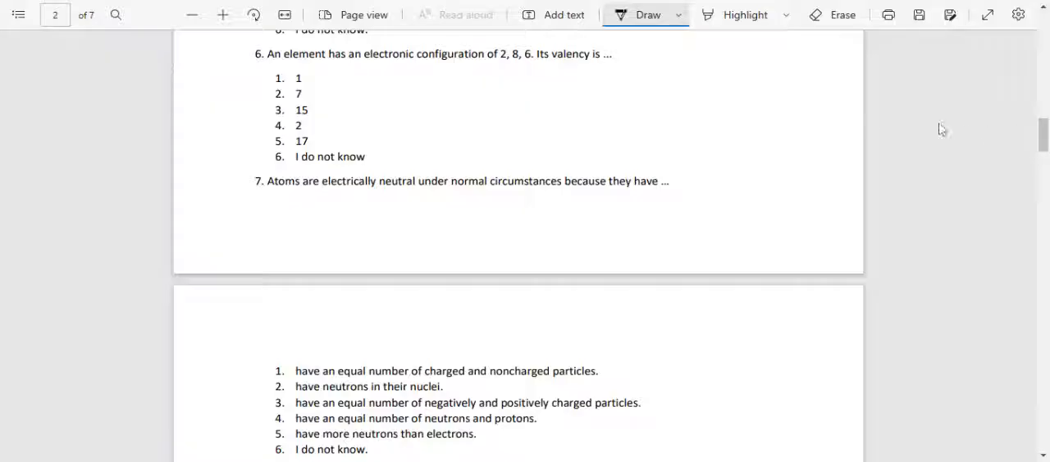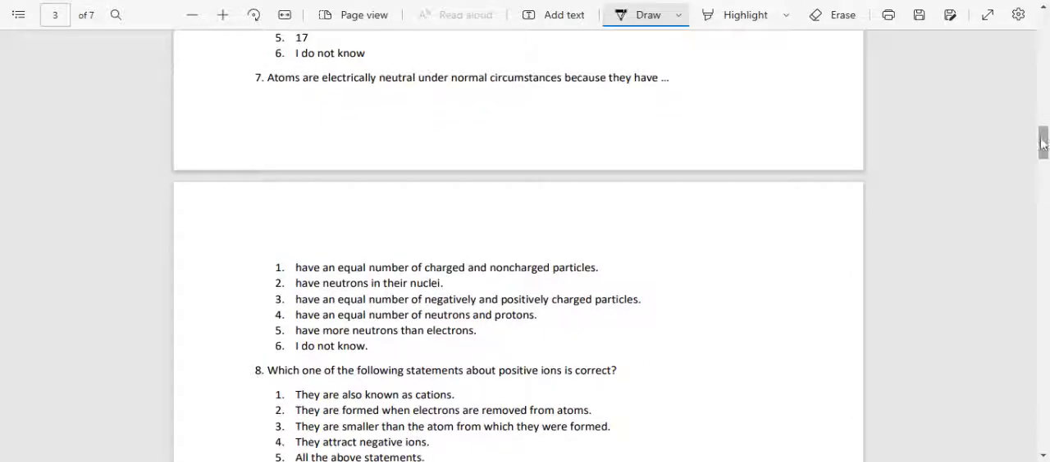Question 6. An element has an electronic configuration of 2, 8, 7. Its valency is... Now, valency is just a combining power. So you look at the electrons in the outermost shell. It has got 6 electrons, so it requires 2 more electrons to reach an octet. Okay, so the valency is 2 for that one.